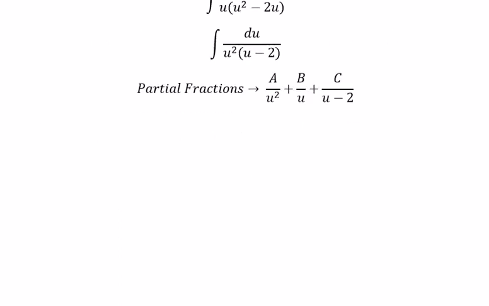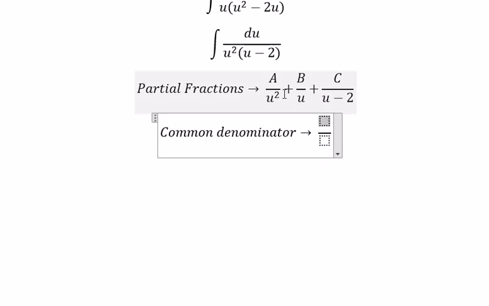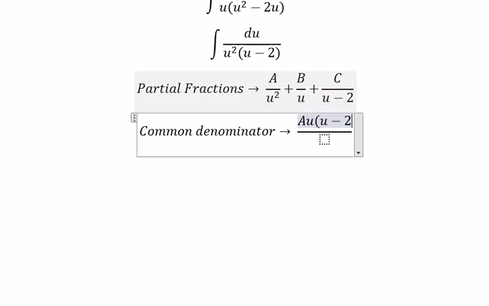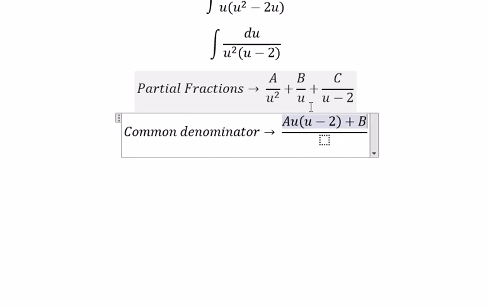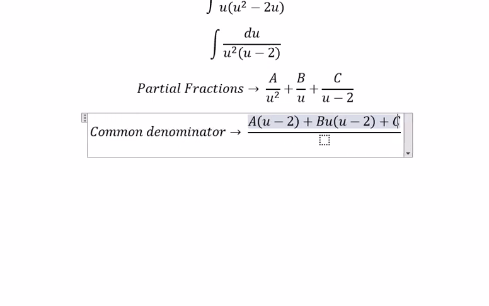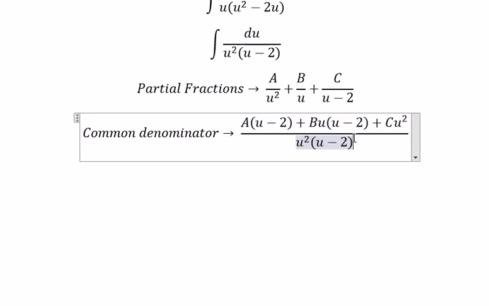Next, we do the common denominator. So we have a multiplied with u and u minus 2. B is, oh sorry, we don't need to multiply with u. B multiplied with u minus 2, and C should be u square. And we got u square multiplied with u minus 2.